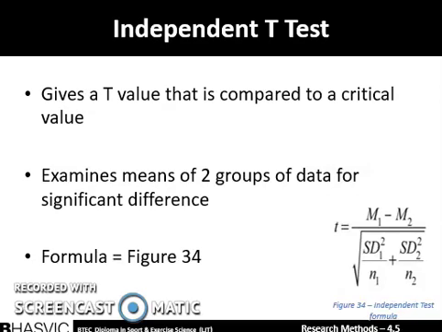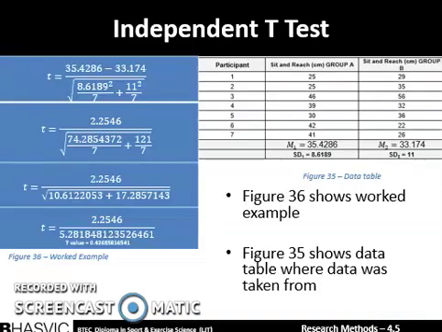This will then give a t-value that should be compared to a critical value to determine whether the difference is statistically significant or not. In figure 36, there is a worked example for an independent t-test, where the data values have been taken from the data table shown in figure 35, where the data has been taken from that collected during the sit and reach tests for group A and group B.